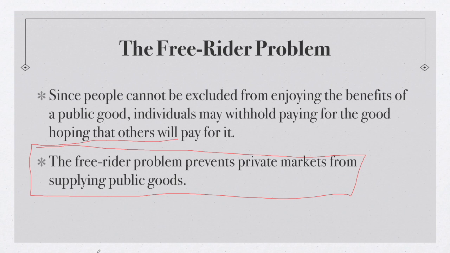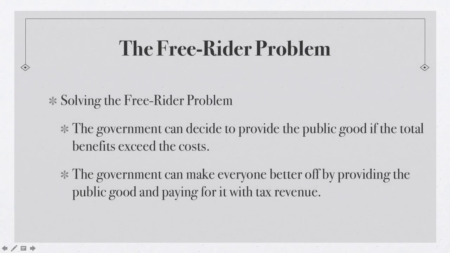So the government has to decide which public goods to produce, and the government will do this based on the costs and the benefits, right? They're going to weigh the cost of the project and the benefit of the project. And if the benefits exceed the costs, the government should produce the public good.